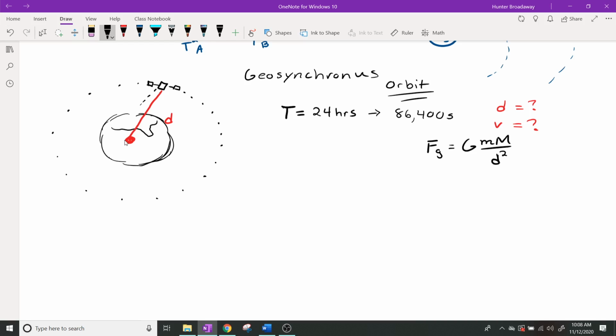But there's a small problem here. I don't have velocity, and I don't really have a weight of the satellite. But if you remember from yesterday, the weight or the mass of the satellite doesn't matter. It doesn't matter what we put up there. We could have put a cat up there, a satellite, or a moon up there. It wouldn't have made any difference whatsoever. So GMM over D squared isn't gonna do it by itself.